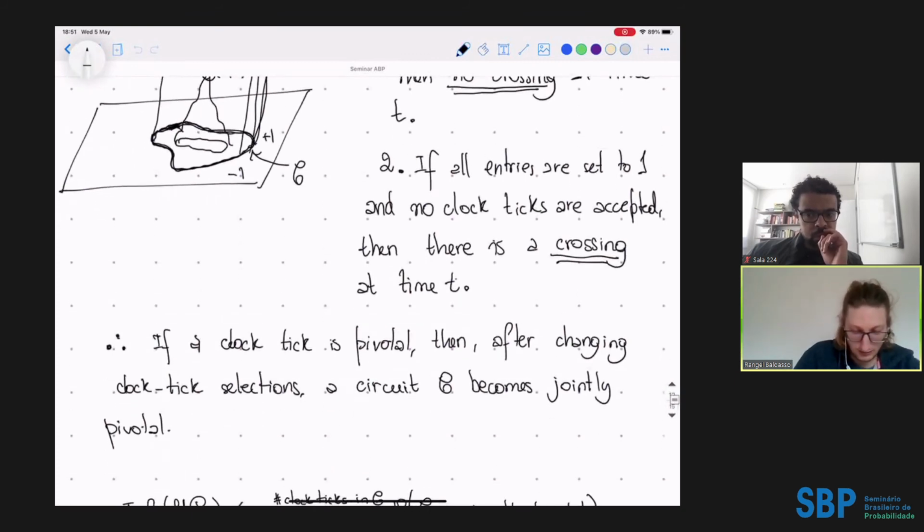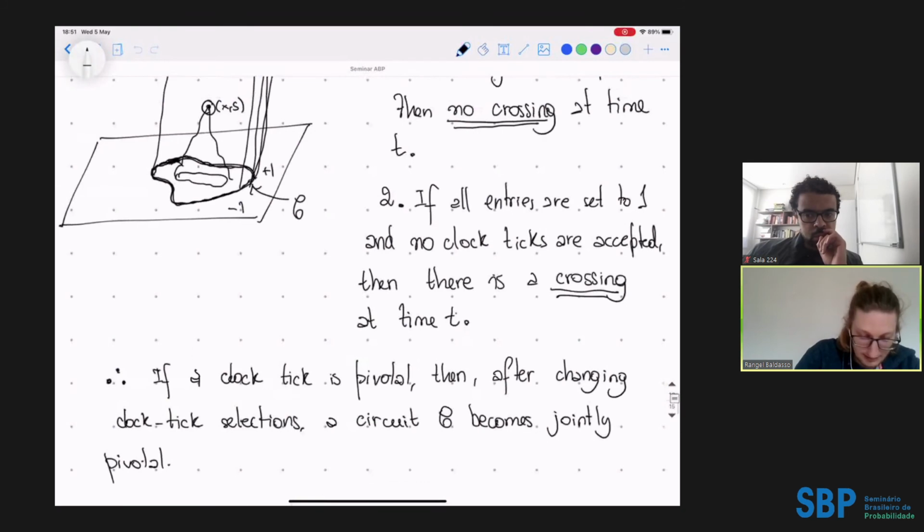Now, since we have pivotality of this whole thing here, we simply start with the configuration all -1 and change one at a time until eventually some vertex is pivotal. Because we know that if we change all of them, there will be one that's going to be pivotal. So that's the easier part.